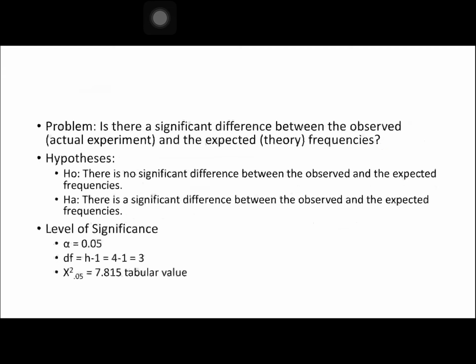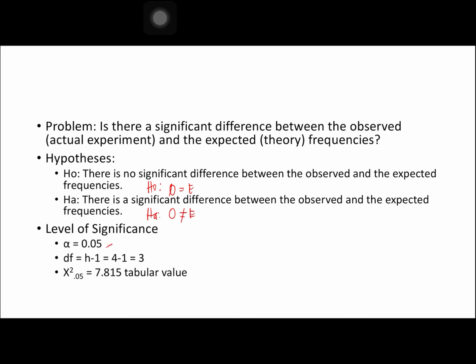For our problem statement, is there a significant difference between the observed or the actual experiment and the expected or theory frequencies? For the null hypothesis, there is no significant difference between the observed and the expected frequencies, or it can be written as H0: observed is equal to expected. For our alternate hypothesis, there is a significant difference between the observed and the expected frequencies, or it can be written as HA: observed is not equal to expected. For the level of significance, we are going to test this at alpha equal to 0.05.